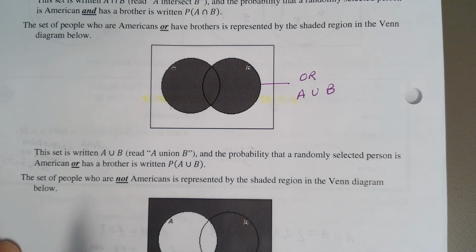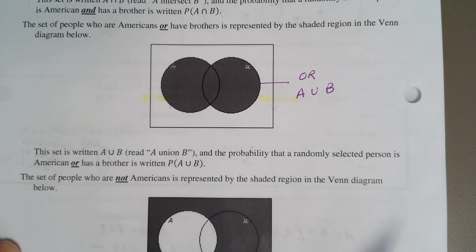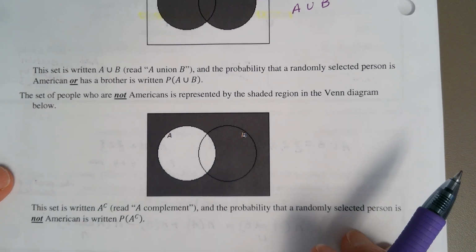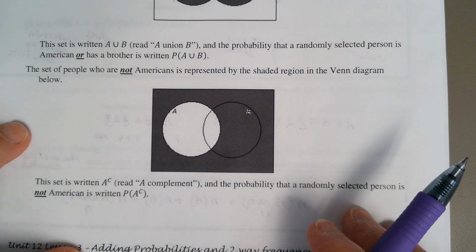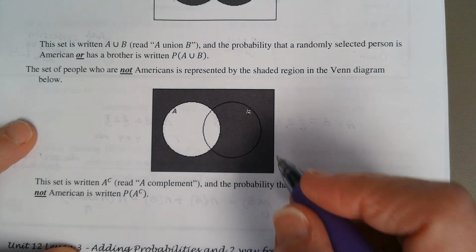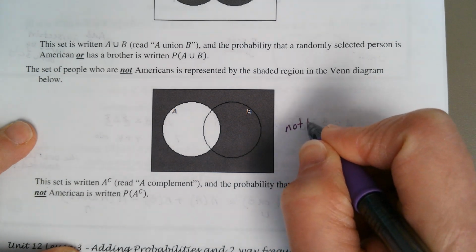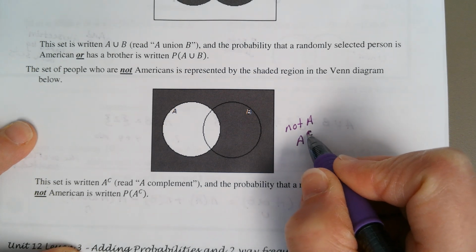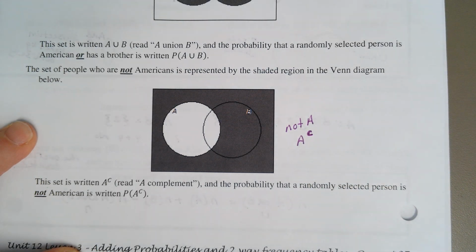And next, this set of people who are not Americans is represented by the shaded region in the Venn diagram, known as the complement of A. So this is everyone not in A. So not A, we say A with a raised C, superscript C, for A complement.